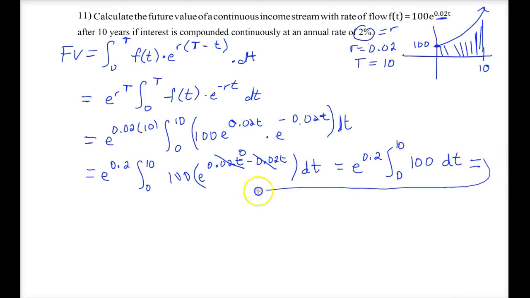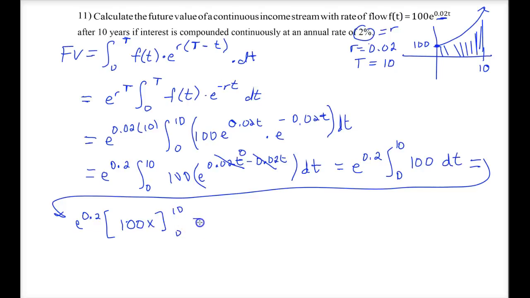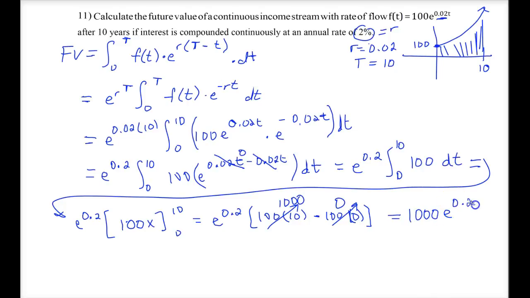And so now when we take the integral of this, of course the integral or the antiderivative of any constant is just that constant times x. So we have 100 times x, and that goes from 0 to 10. And then to finish up, all we do is substitute in 10 for x, and then substitute in 0. And of course here, that goes to 0. 100 times 10 is 1,000. And of course, our final answer here is just 1,000 times e raised to the 0.2.